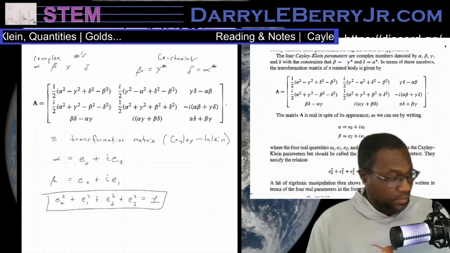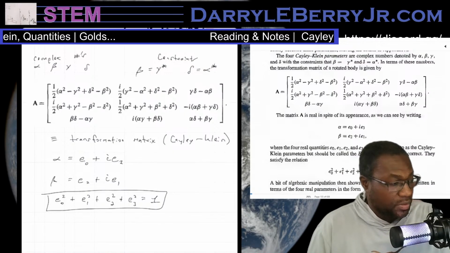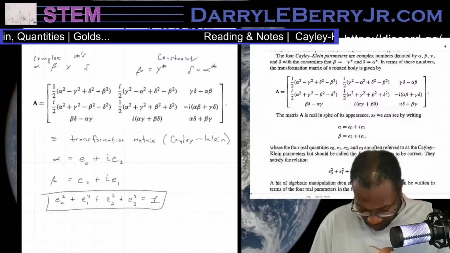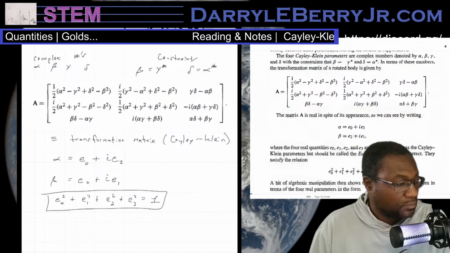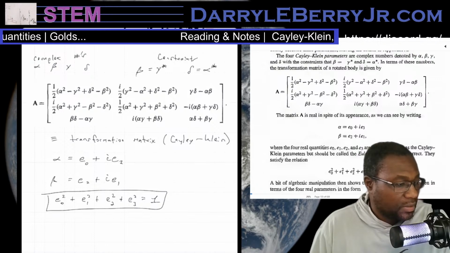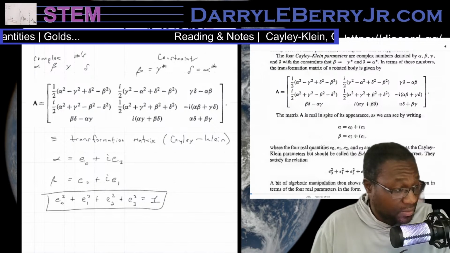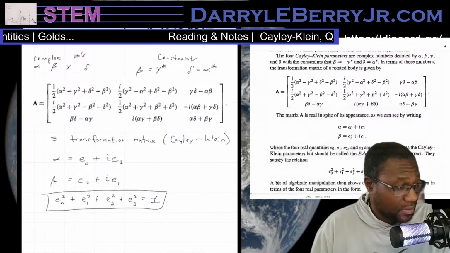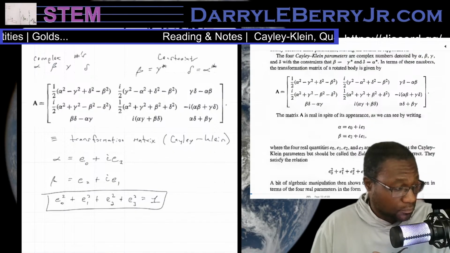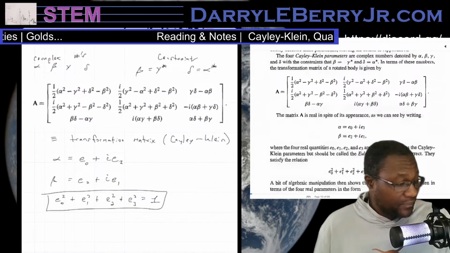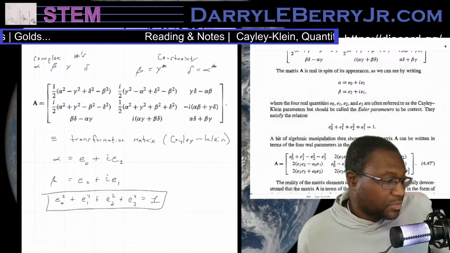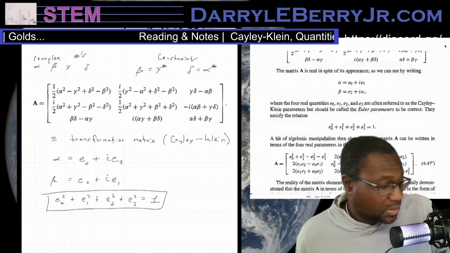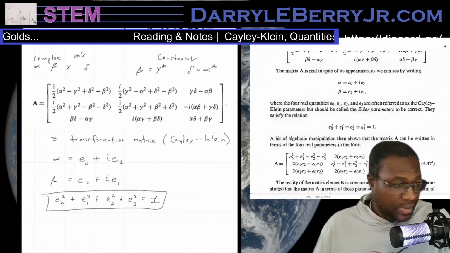The interesting mix is e0 is separate. e1 has an i on beta. e2 is separate on beta. e3 has an i on alpha. A bit of algebraic manipulation then shows that the matrix A can be written in terms of the four real parameters in that form there.